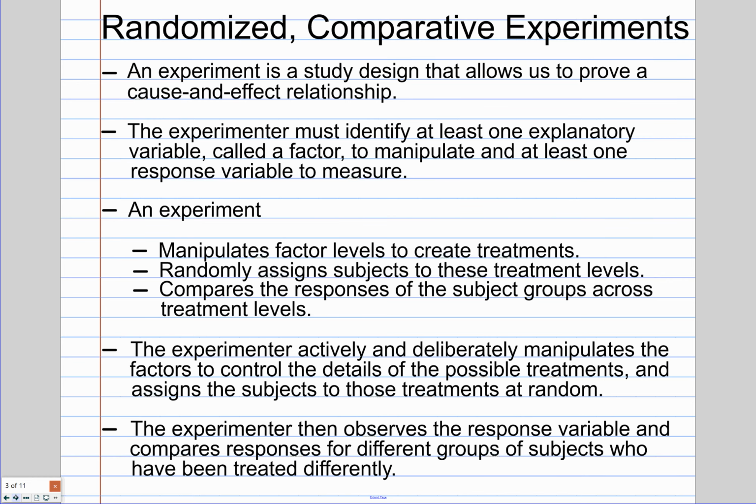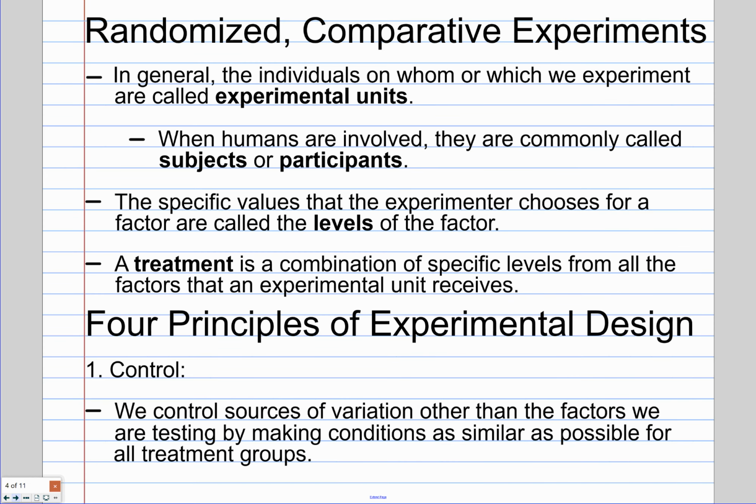Now, if you think back to yesterday, we had our gummy bears. Remember our gummy bears yesterday? Each gummy bear was an experimental unit. So when it's people, we call them subjects or participants. Otherwise, that just makes people feel weird if you call them experimental units. So all those things mean the same thing: experimental units, subjects, or participants.